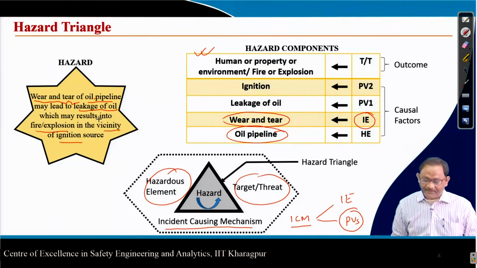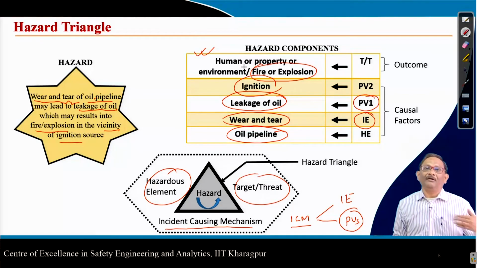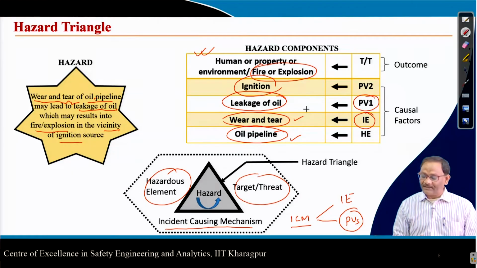If wear and tear takes place and goes beyond the safety limit, then leakage of oil will be there. So this is one pivotal event. If leakage of oil subsequently experiences a source of ignition, what will happen? It leads to fire and or explosion. So our hazard components are: hazardous element, oil pipeline; initiating mechanism, wear and tear; pivotal events, leakage of oil and ignition; and threat is fire or explosion. Who is the target? Target is human, property or environment.